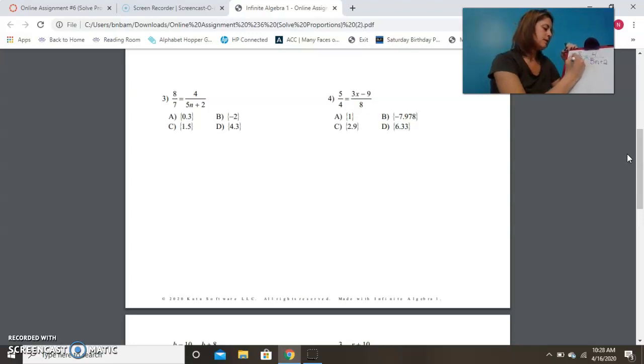So we're going to have 8 times, and then in parentheses we'll have 5n plus 2. And that's going to be equal to whatever this multiplication is. So 7 times 4. Okay. So like on the last one, you're going to distribute this 8 here and simplify, and then you'll do 7 times 4 over here, and then you'll just start rearranging the equation to solve for n. Okay?